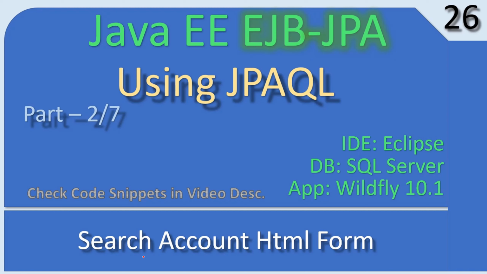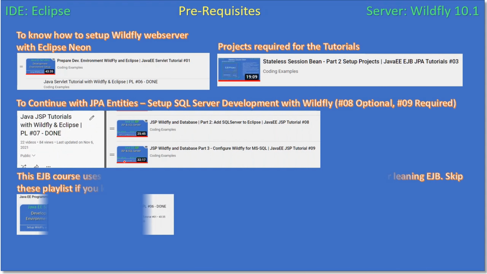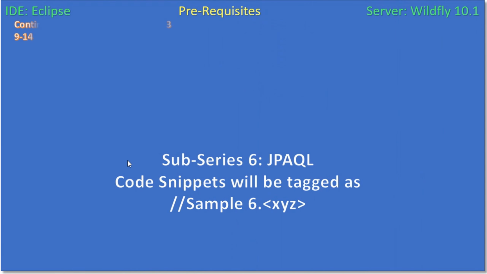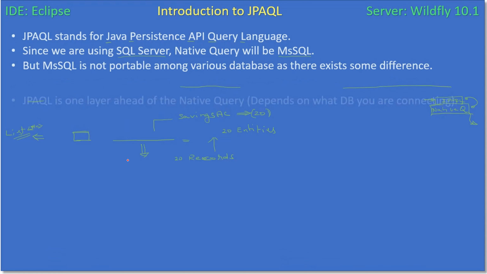Alright, now in this video, we will learn the search account HTML form. That means here we are going to create a search account HTML form. So in this sub-series, we will create different search techniques, and those search techniques will make use of the query language of JPA. So these are all the basics we learned in our previous video.